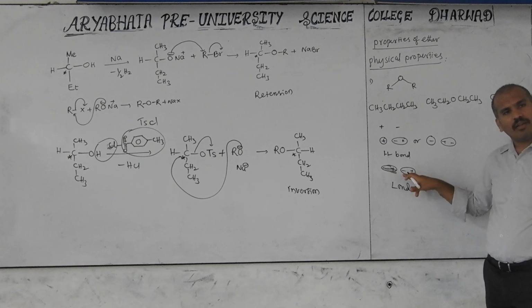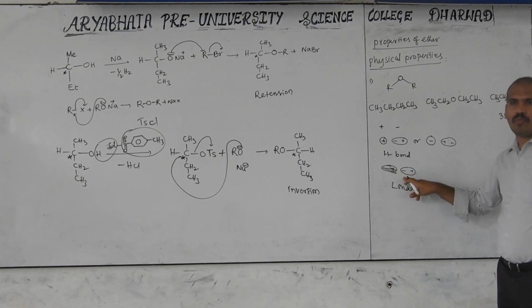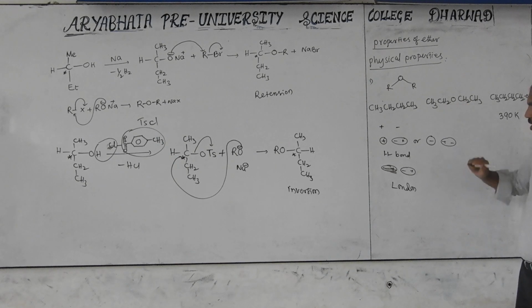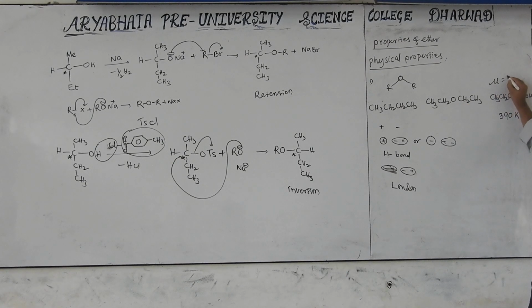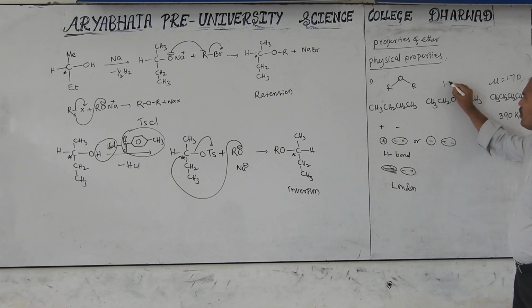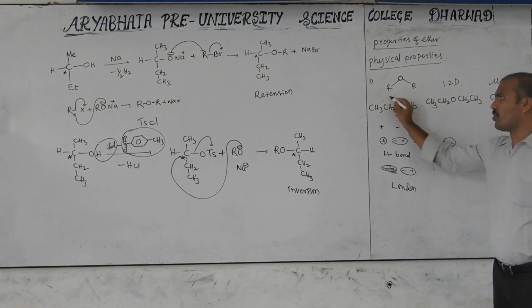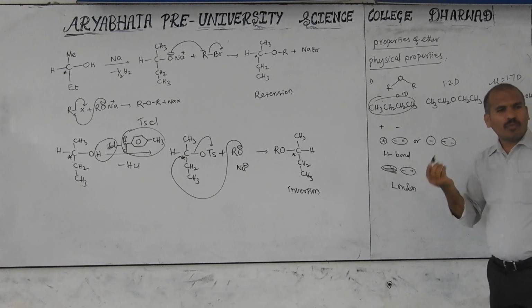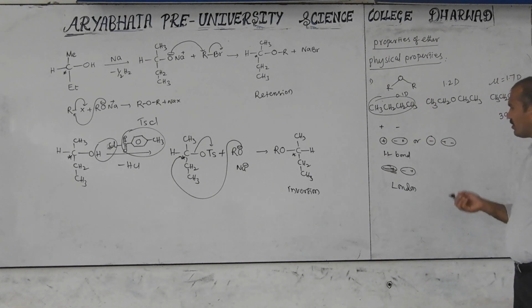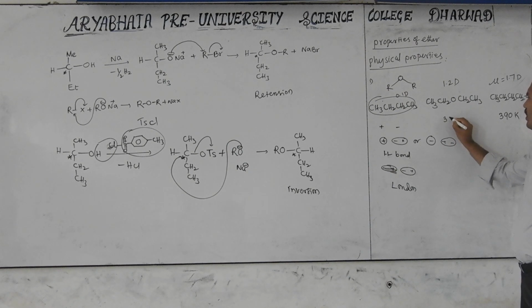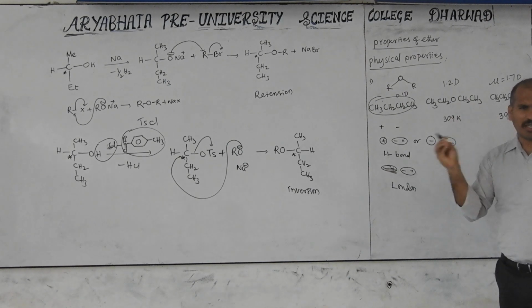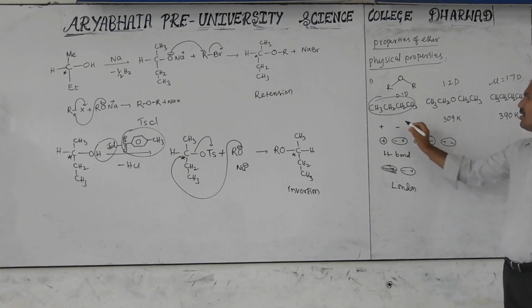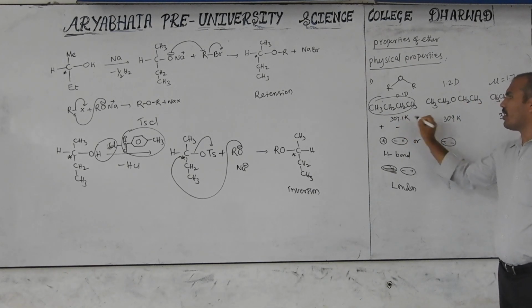Then which type of force will affect the boiling point next? Next, this is dipole, which means having some polar nature. The dipole moment here is nearly 1.7 D, and this is nearly 1.2 or 1.3. Okay, 1 D, no problem. This hydrocarbon has only a very little dipole moment, 0.1 D. When polar nature is less, the boiling point is automatically less. Therefore it has nearly 309 Kelvin, roughly, and this one is nearly 307.1 Kelvin.